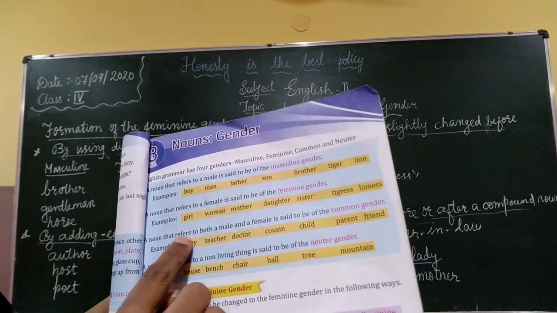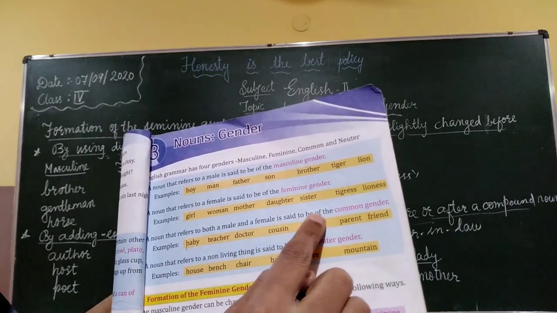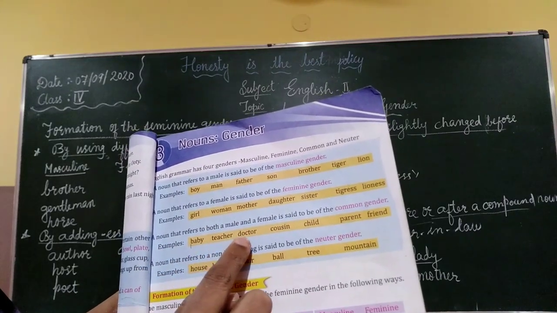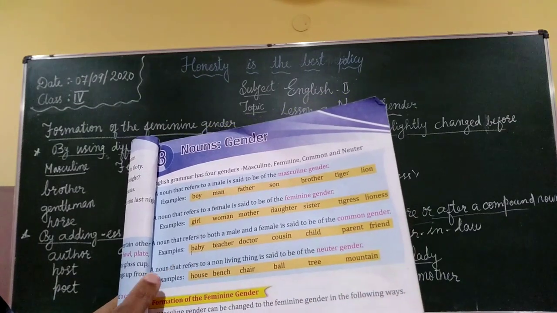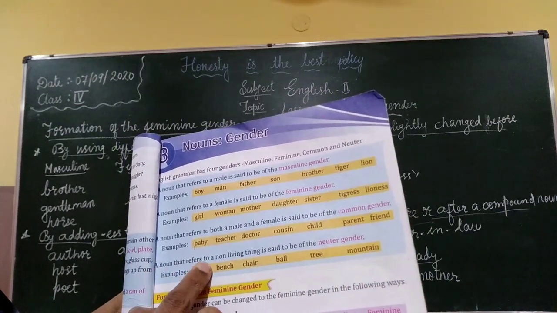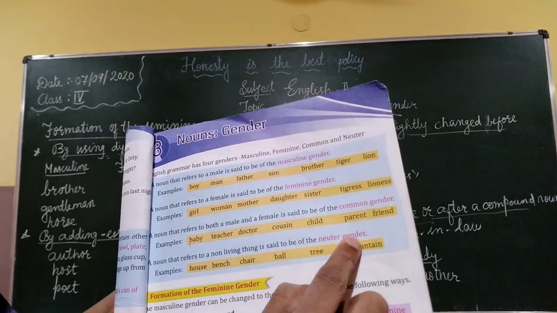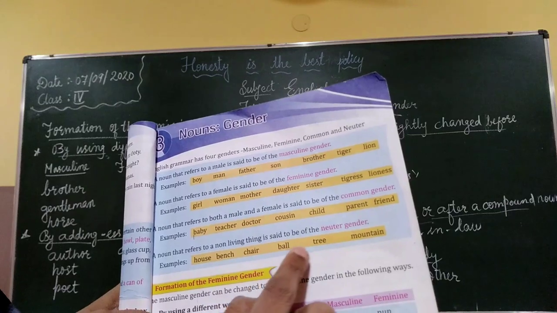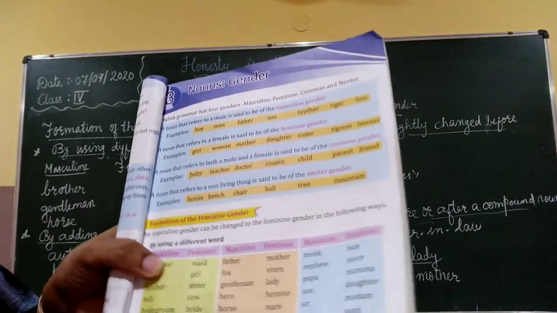Next, a noun that refers to both a male and a female is said to be of the common gender. Examples: baby, teacher, doctor, cousin, child, parent, friend. Next, a noun that refers to a non-living thing is said to be of the neuter gender. Examples: house, bench, chair, ball, tree, mountain. Next, formation of the feminine gender.